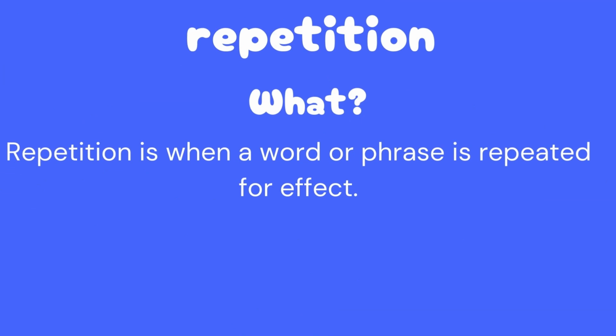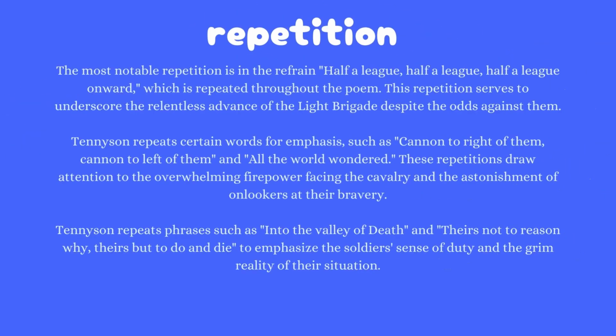Repetition is when a word or phrase is repeated for effect. "Half a league, half a league, half a league onward" is repeated throughout the poem. This repetition serves to underscore the relentless advance of the Light Brigade despite the odds against them. Tennyson repeats certain words for emphasis, such as "cannon to right of them, cannon to left of them". These repetitions draw attention to the overwhelming firepower facing the cavalry and the astonishment of onlookers at their bravery.